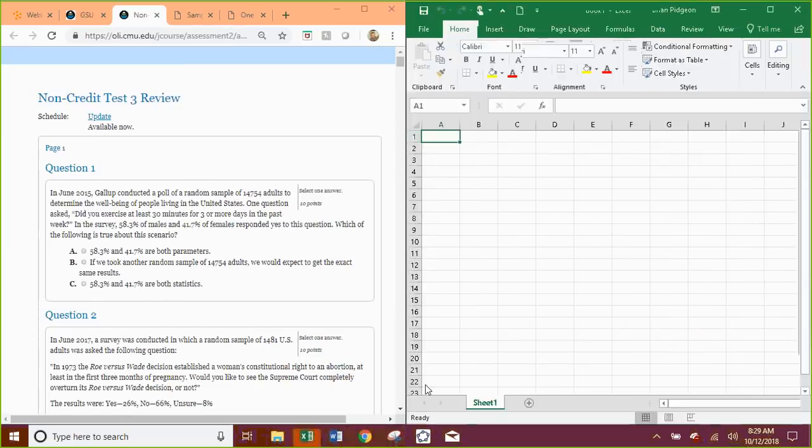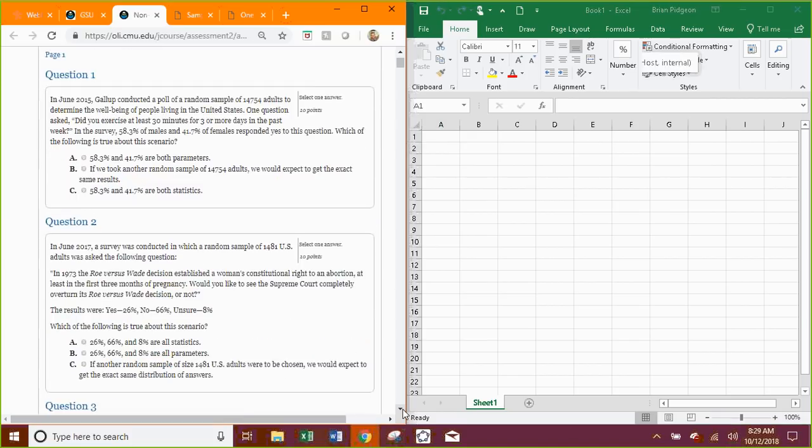All right. In June 2015, Gallup conducted a poll of a random sample of 14,754 adults to determine the well-being of people living in the U.S. One question asked, did you exercise for at least 30 minutes? In the survey, 58.3% of males and 41.7% of females responded yes. Which of the following is true?